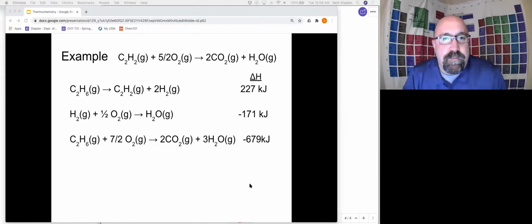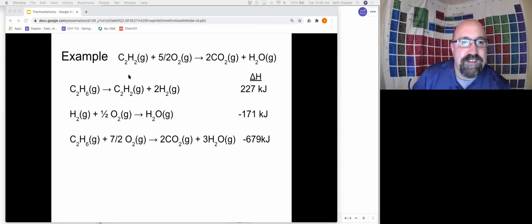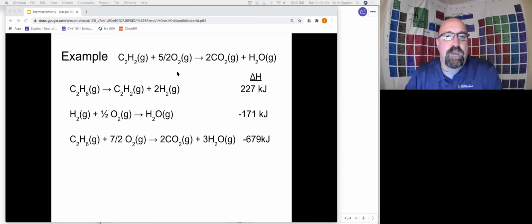Another example here. Here we want to look at the combustion of 1 mole of C2H2. We have our target equation up here, our 3 given equations down below. Let's start to take a peek at this. We can see that in our first equation, for instance, we have our C2H2 as a product, but we're going to need it as a reactant. That tells us we're probably going to want to flip that equation around.